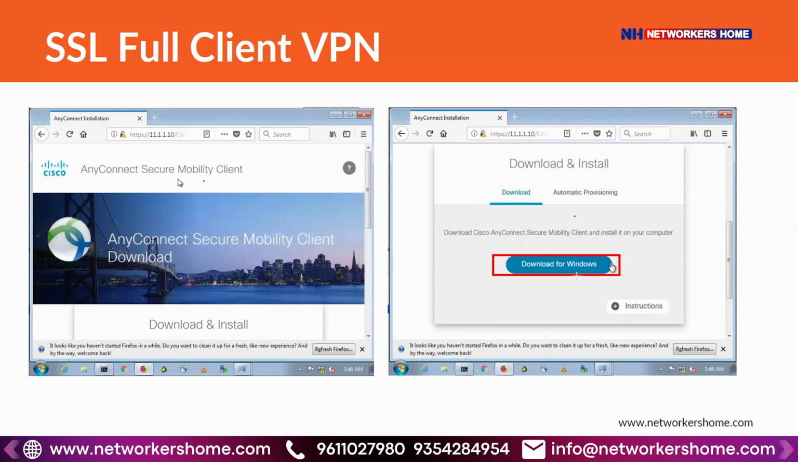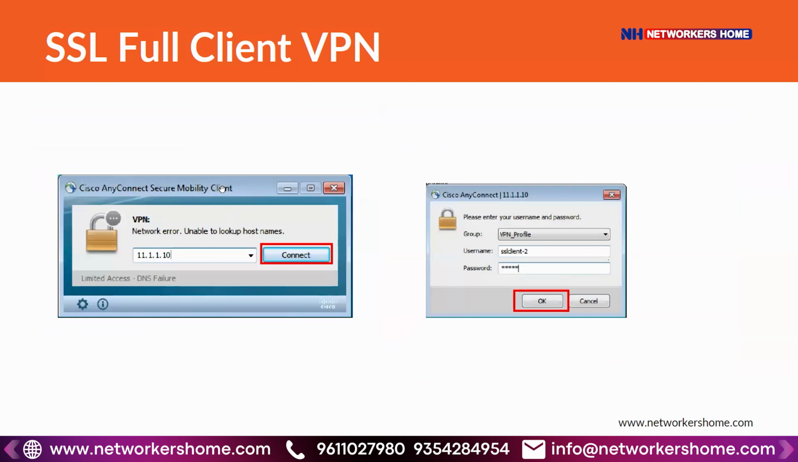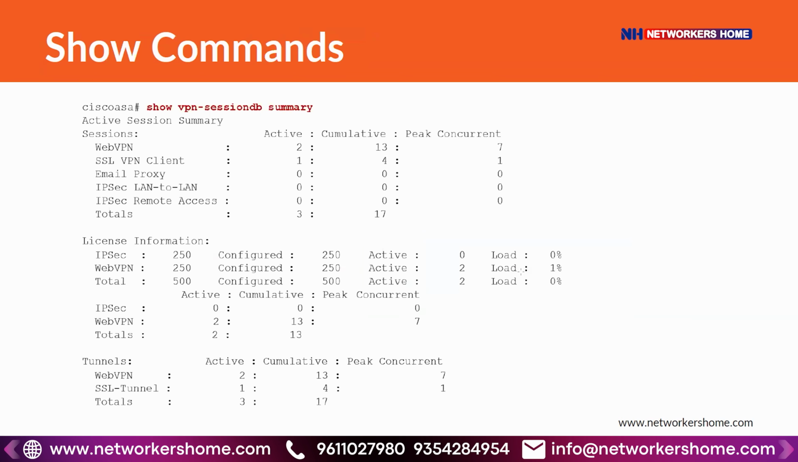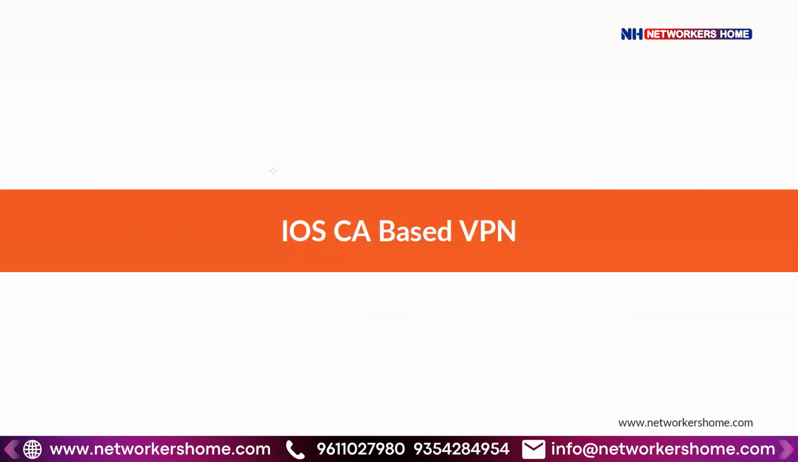So you can download for Windows. Once you download, this will be the VPN client. You give your IP address, click on connect. It will ask you for the group, username, and password, and you'll be able to connect. After that, in the CLI, we can use the command show vpn-sessiondb summary to check how many web-based VPN SSL clients there are. These are some of the logging commands, and that's your full client VPN.